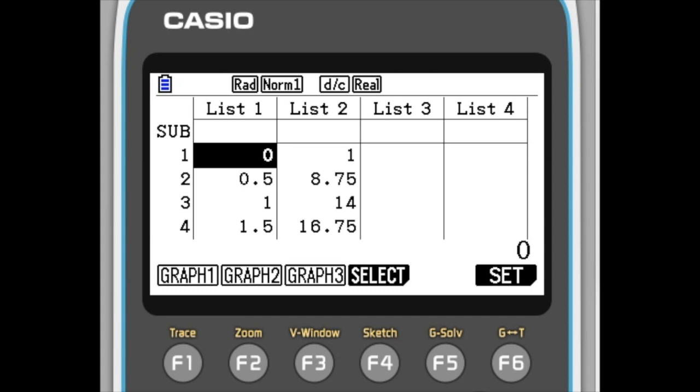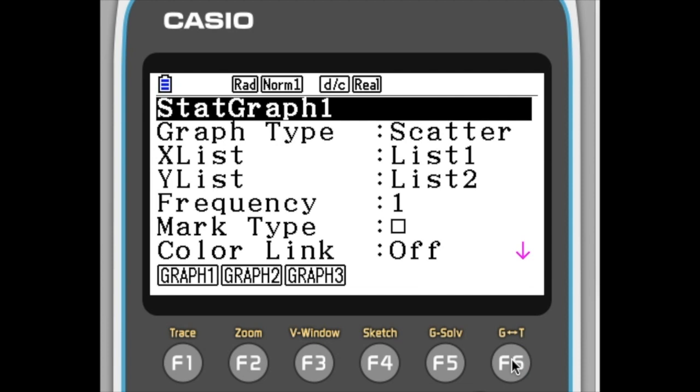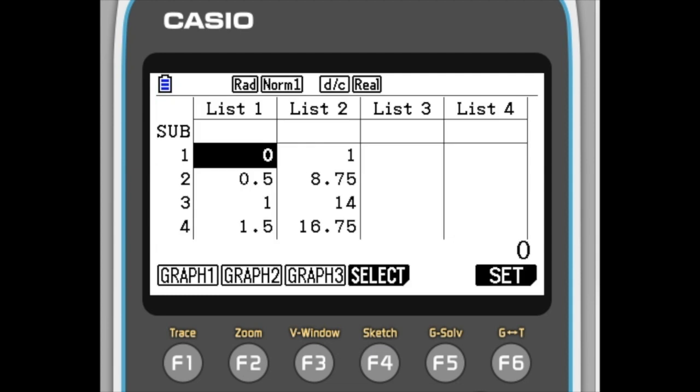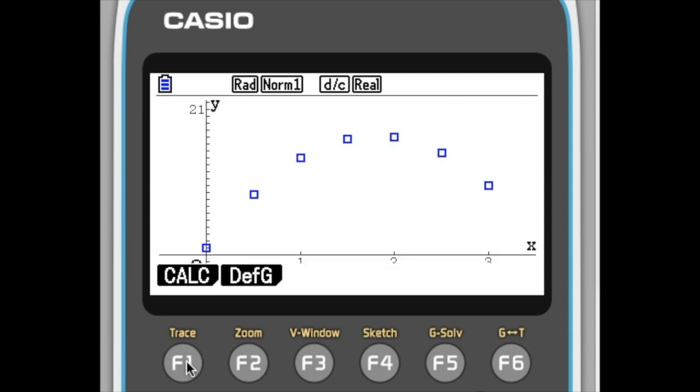projectiles. It's important to check that the calculator is set correctly, that is F6. Our X list is list 1 and our Y list is list 2, so the calculator is going to be looking in the right place for the data. I will exit from that screen, and by choosing F1 we can graph the data immediately. And what we see here is that the pattern is very strongly suggestive of a parabola, and hence it is very good that we will be looking for a quadratic model.